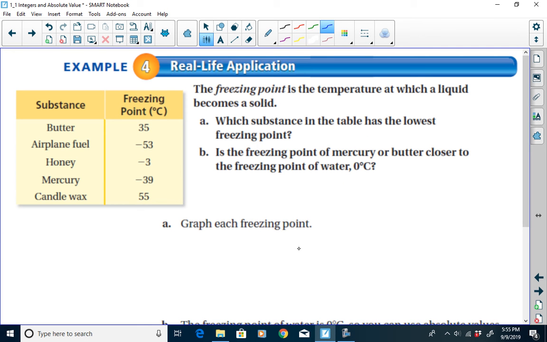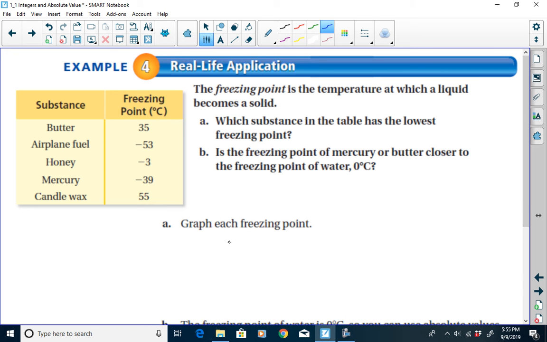Here we're given a little chart looking at different substances and their freezing points. The freezing point is the temperature at which a liquid becomes a solid. Question A asks, which substance in the table has the lowest freezing point?